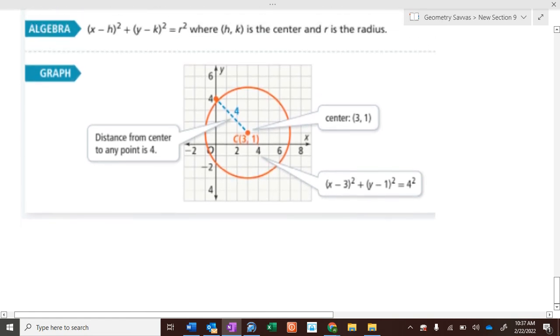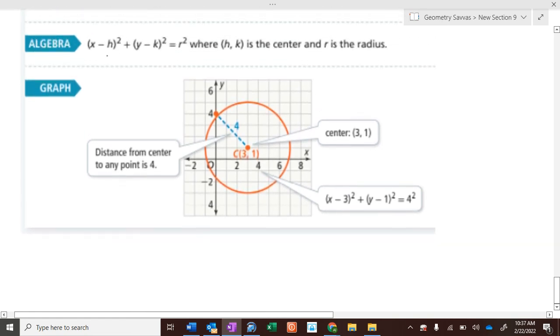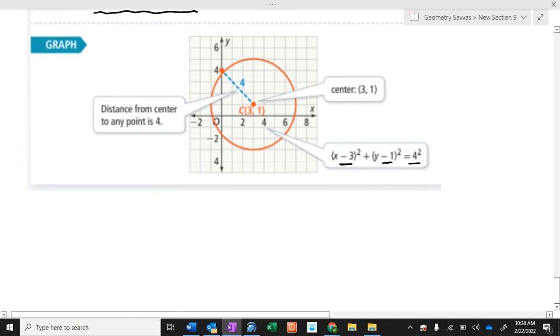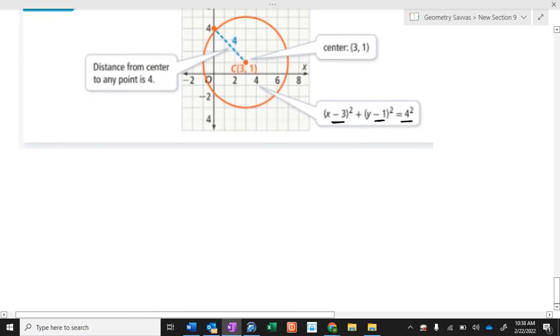Okay, so circle equation. X minus h squared, y minus k squared equals r squared, where h, k is the center, r is the radius. Your center on this one was at 3, 1. And if your radius is 4, 3 goes there, 1 goes there, 4 goes there. Okay? Now, I want to do one more of those.